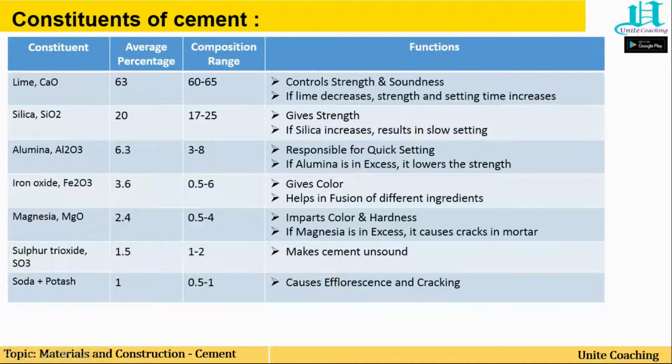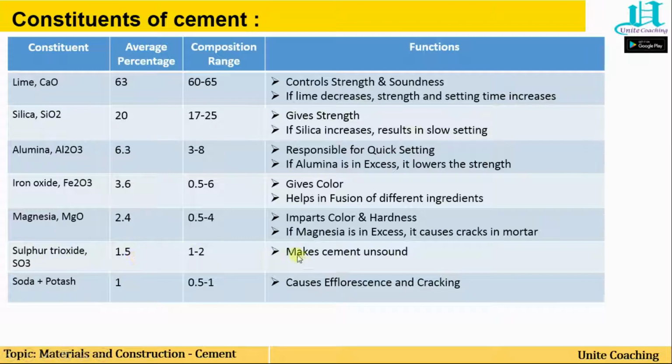Then iron oxide. You may have heard that it gives color to the cement, but it also helps in fusion of different ingredients. Then magnesia, it imparts color and hardness to the cement, and if more quantity of magnesia is in the cement, it causes cracks in the mortar. So you can't add more magnesia while producing the cement.